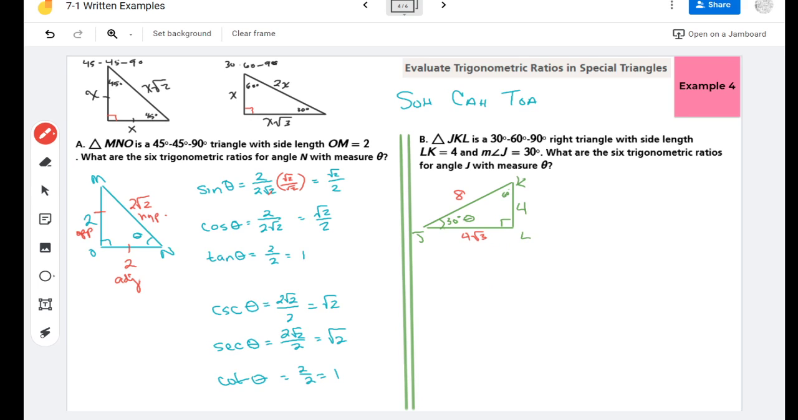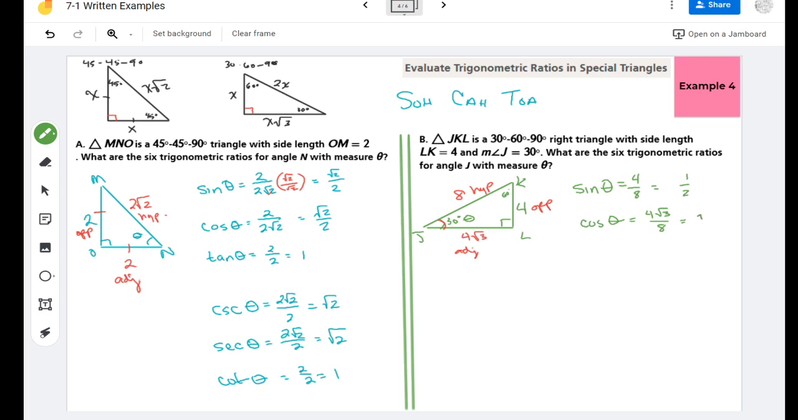Alright, so now that we have that, I'm going to go ahead and label this triangle relative to that 30 degrees. So my 4 is my opposite, 4 root 3 is my adjacent, and 8 is my hypotenuse. And we're set to go through all 6 of those calculations again. So the sine is the opposite over the hypotenuse, which is 4 over 8. So our sine of 30 degrees is 1/2. My cosine is the adjacent over the hypotenuse, so it's 4 root 3 over 8.